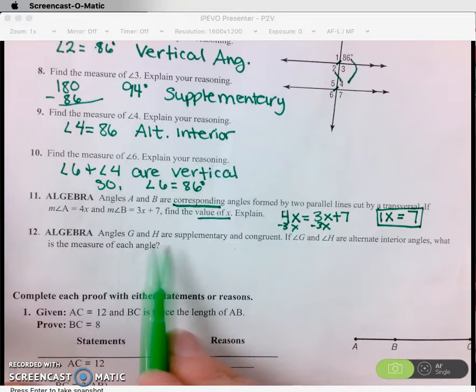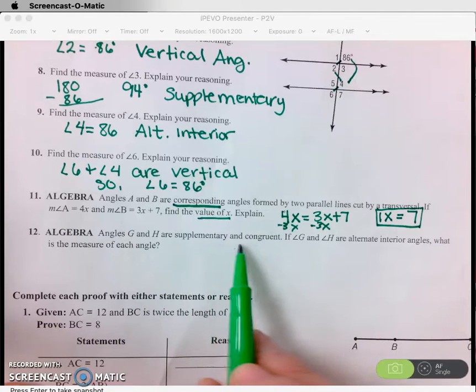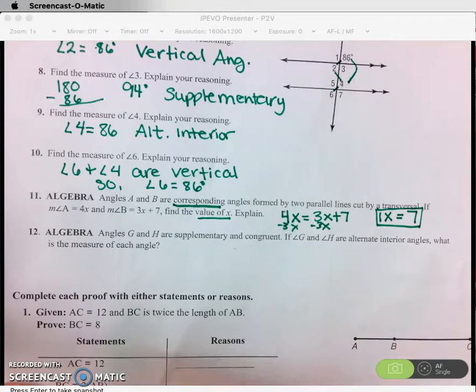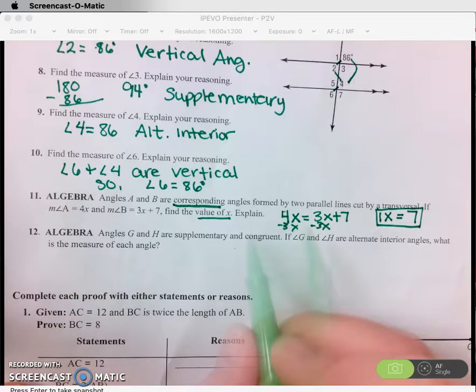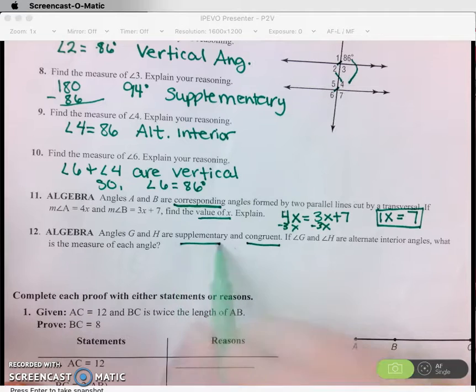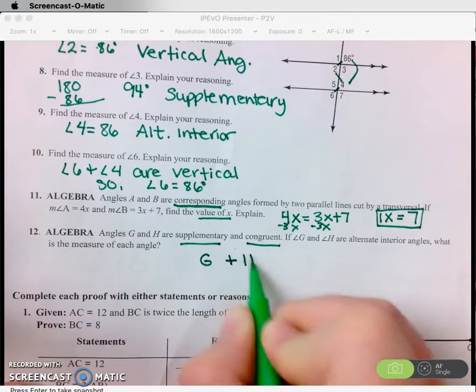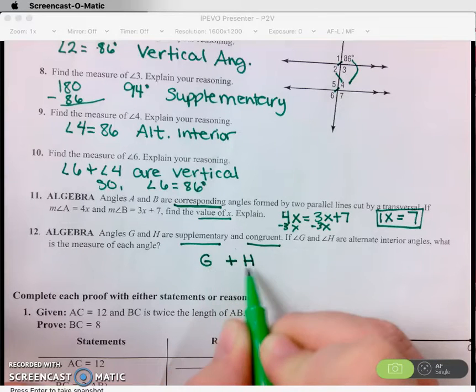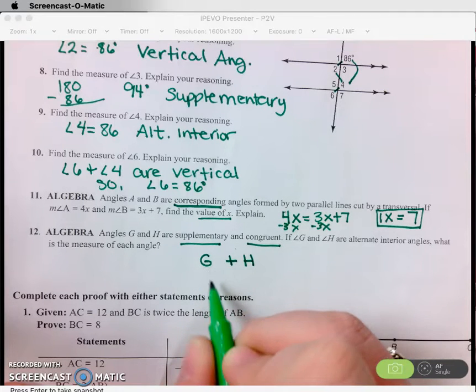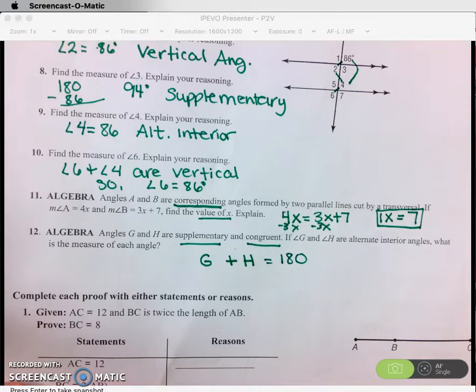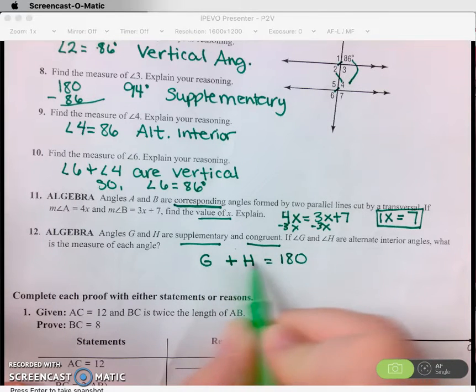Angle G and H are supplementary and congruent. So if G and H are alternate interior angles, what is the measure of each angle? They are congruent and they are supplementary. So meaning the measure of angle G plus the measure of angle H is going to equal 180 degrees. Well, if they're congruent, I can put the same letter.